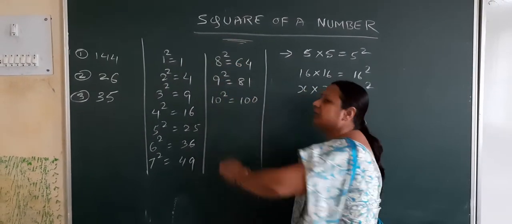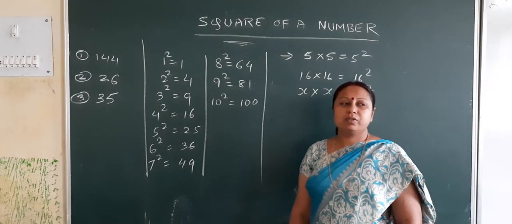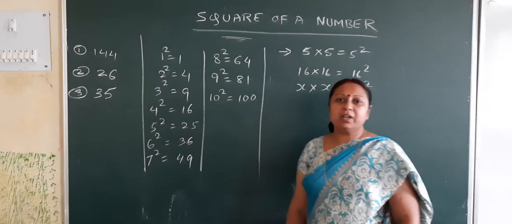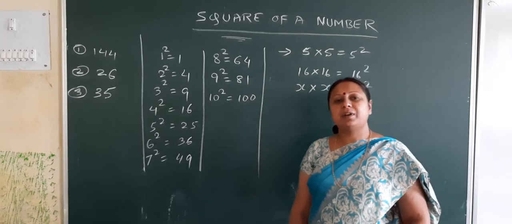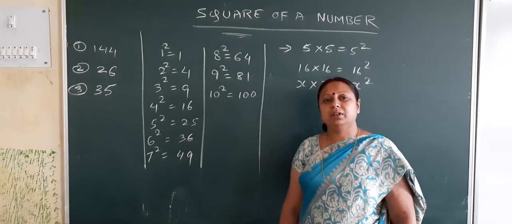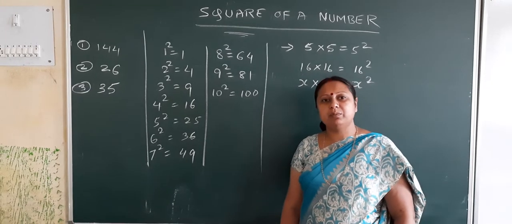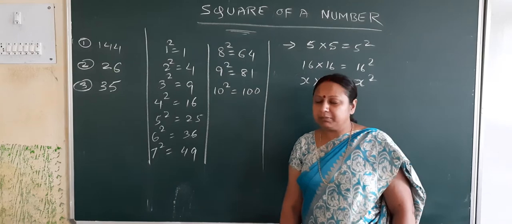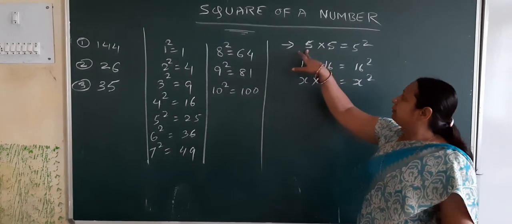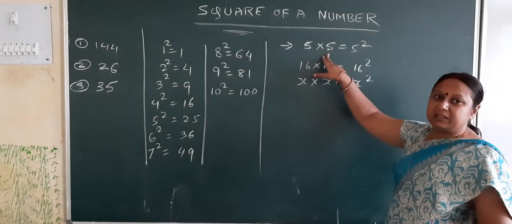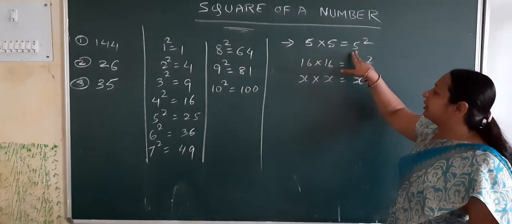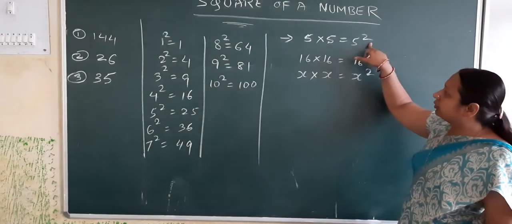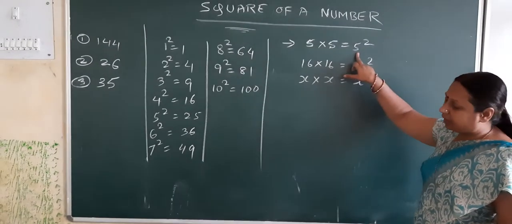What do you mean by square? Do you understand the meaning of square? Square means when a number is multiplied by itself. When a number is multiplied by itself, it gives the square of that number. Suppose 5 multiplied by itself, 5 into 5, that is 5 square. The power of the square will be 2 and the base will be 5.